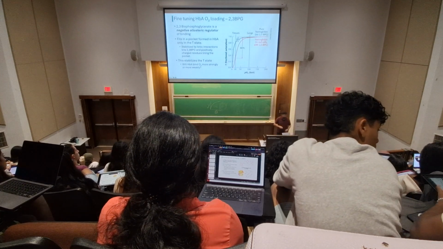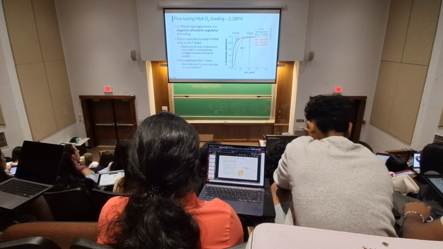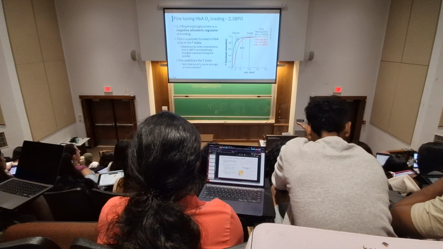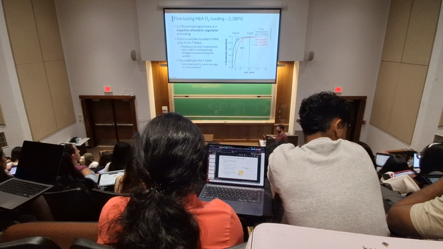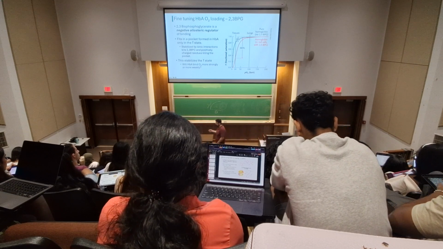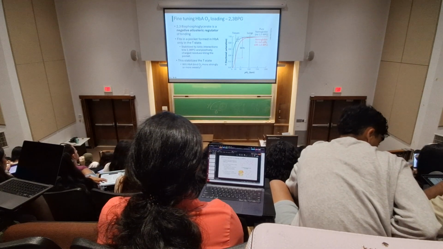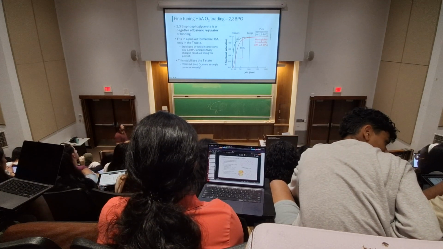If we look at hemoglobin in the absence of 2,3-BPG, what we see is that its loading curve looks exactly the same as myoglobin. In fact, it delivers only 1% more oxygen than myoglobin does. Myoglobin can deliver 7% of its oxygen carrying capacity, whereas here, hemoglobin in the absence of 2,3-BPG could deliver only 8%, right?